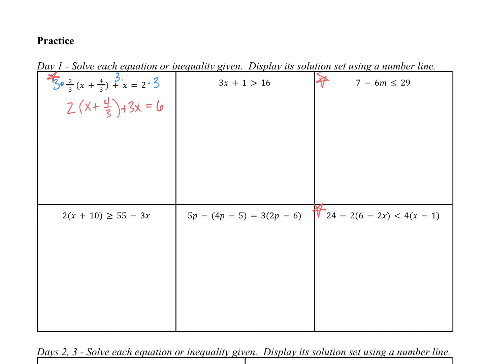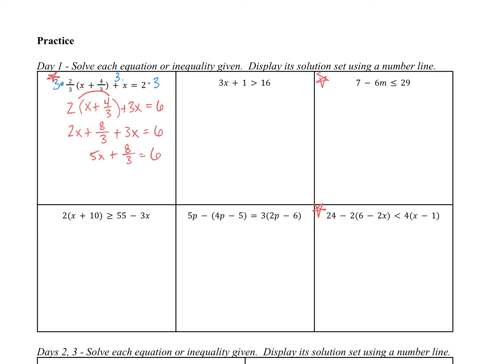What I'm going to do here is now distribute that 2, because I'm going to have to deal with that 4/3 at some point. So if I distribute the 2, I now have a 2x plus 2 times 4 is 8, so I'm going to have 8/3, and I still have that plus 3x hanging out over there. Now is probably a good time to combine like terms. So I have 5x plus 8/3 equals 6.